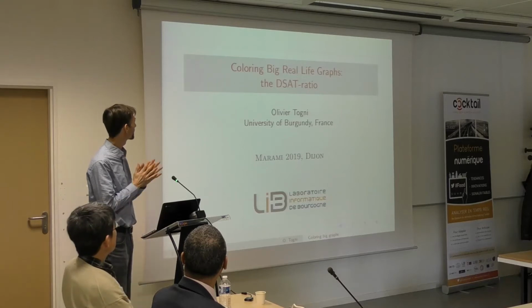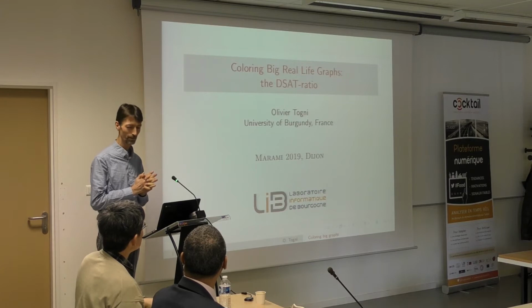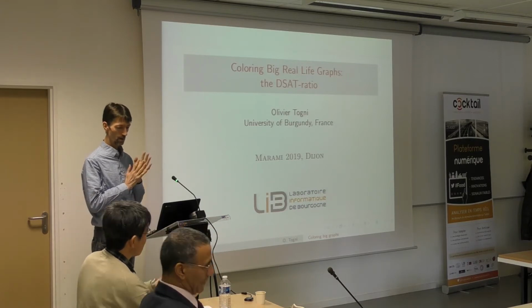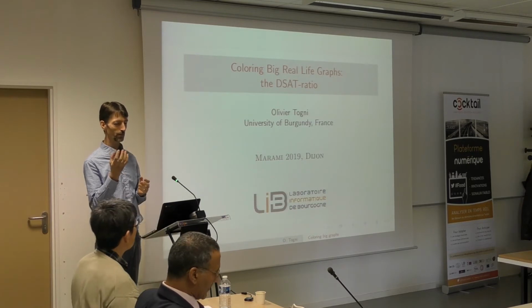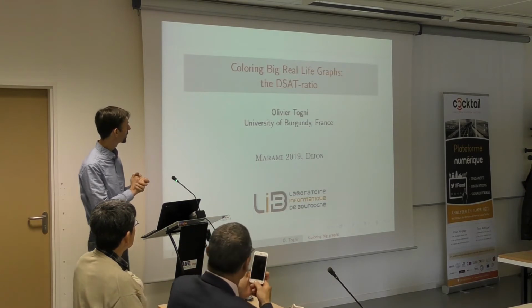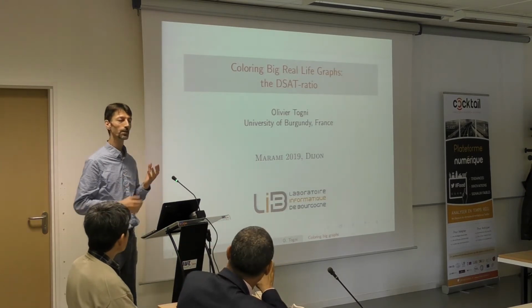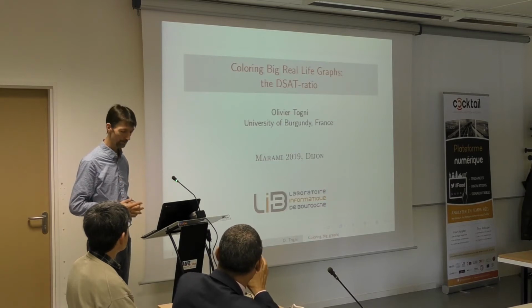To talk about how easy or hard it is to color big real-life graphs. And also, can we have an estimate of how fast we can estimate the number of colors that is required to color a big graph without coloring the whole graph?